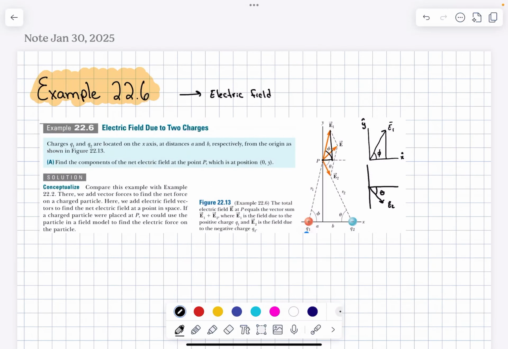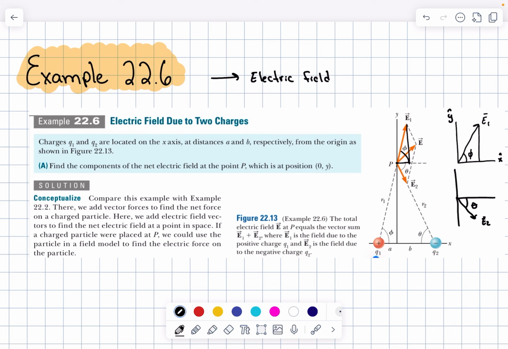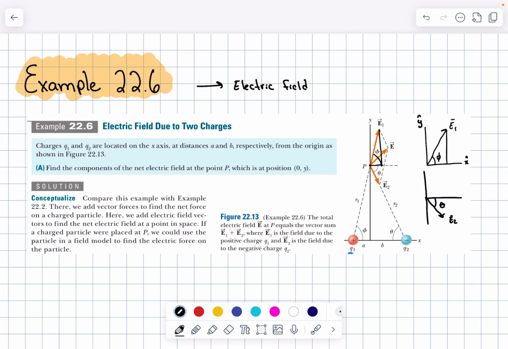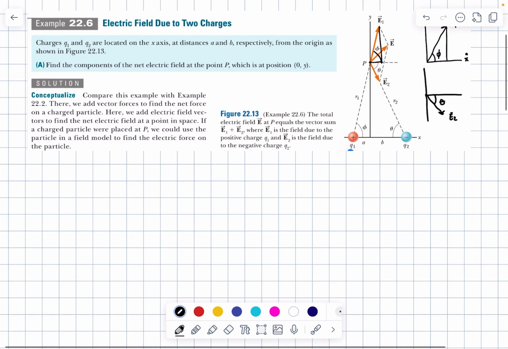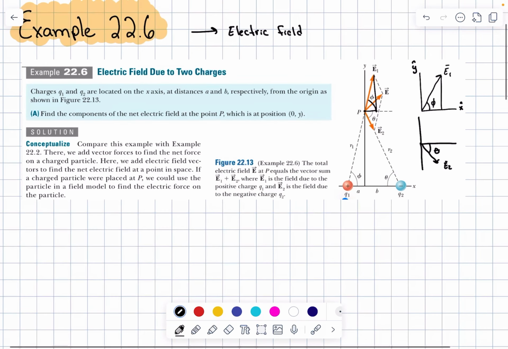The problem here is coming from example 22.6 in the 10th edition of the book, and it's already been solved fully, but I wanted to go through it a little slower because I know sometimes it can get overwhelming when you see all of these equations that you can't really make sense of. So the question is asking us to find the components of the net electric field at point P.